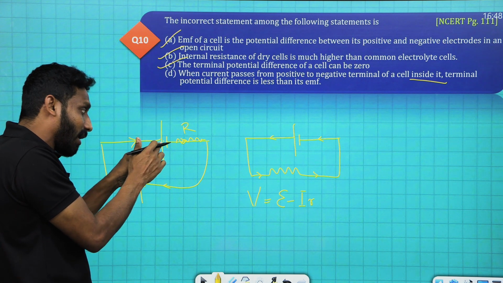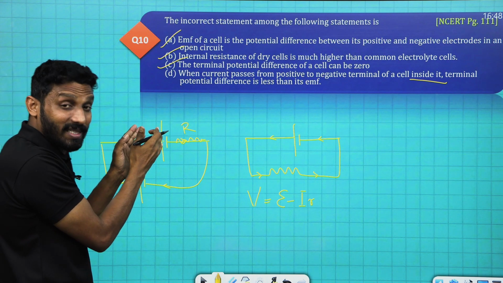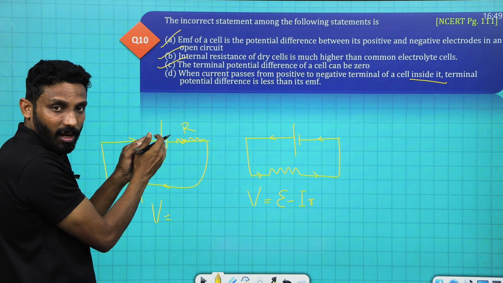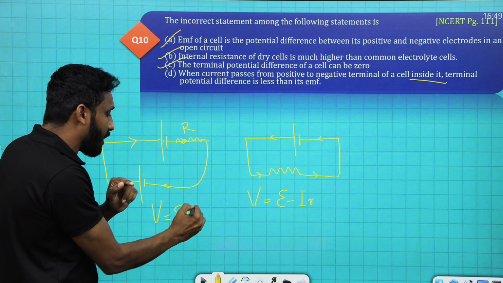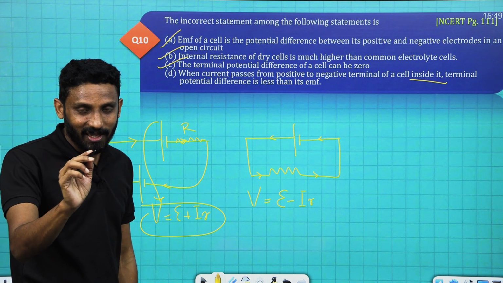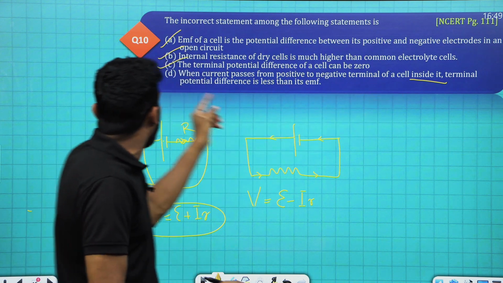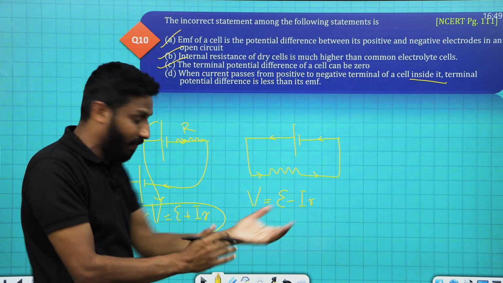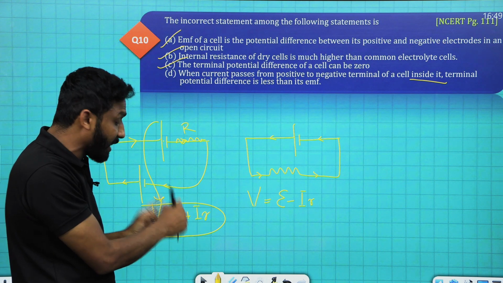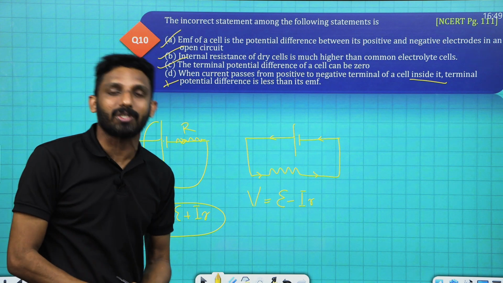Now, in this cell, the current is from positive to negative within the cell. So this is getting charged. In this context, the potential difference of this cell is E plus IR. Understood clearly? Now what about the statement? They are saying that potential difference is less than the EMF. Is it true? The potential difference is more than the EMF, since IR is to be added with EMF. So this statement is incorrect and that is the answer of the question.